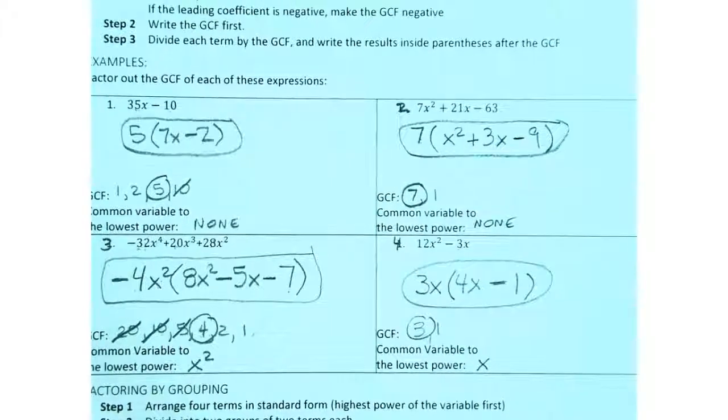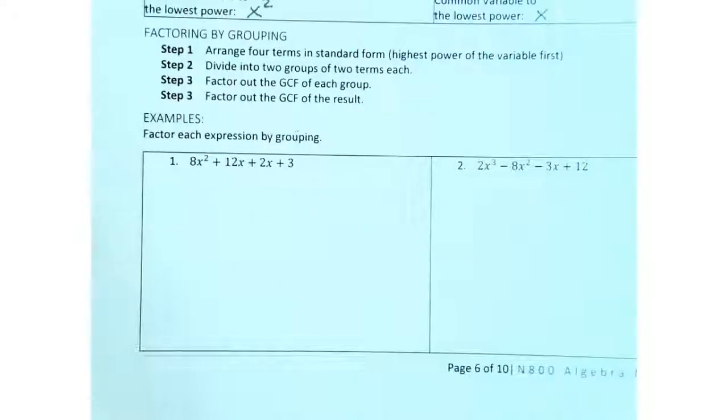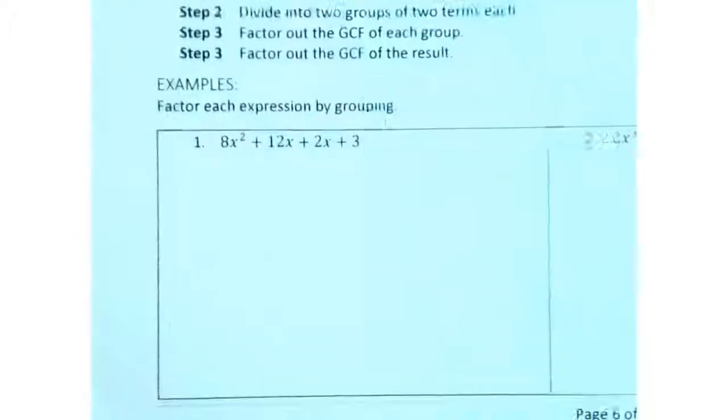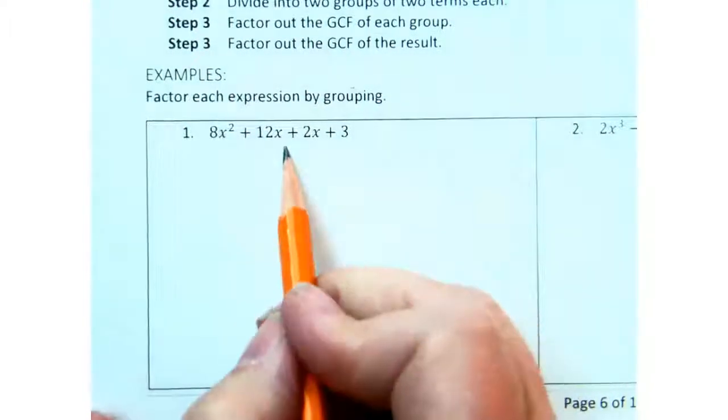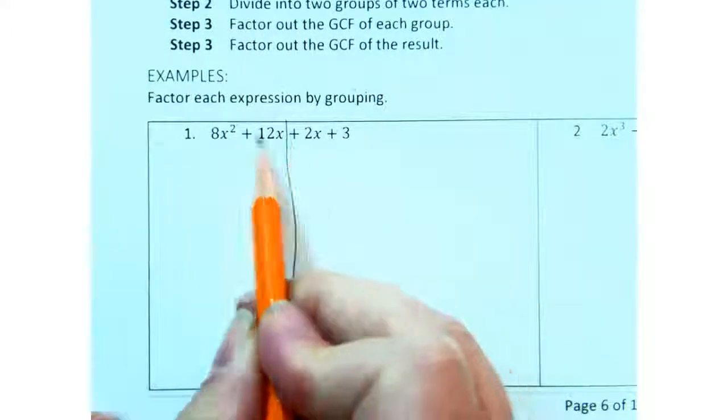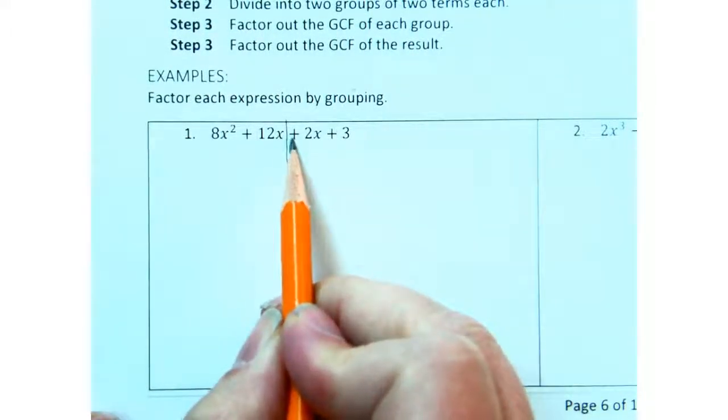Now that you can factor out the greatest common factor, you will need this skill to factor by grouping. Polynomials with 4 terms arranged in standard form are appropriate for factoring by grouping. Draw a line with 2 terms on each side of it. Leave the plus or minus to the right.